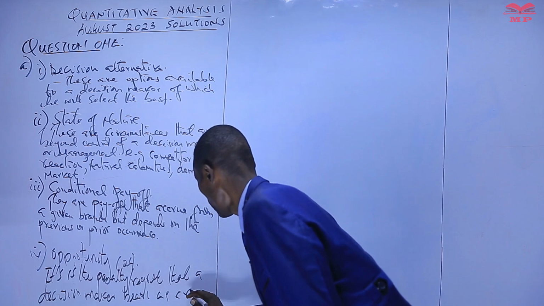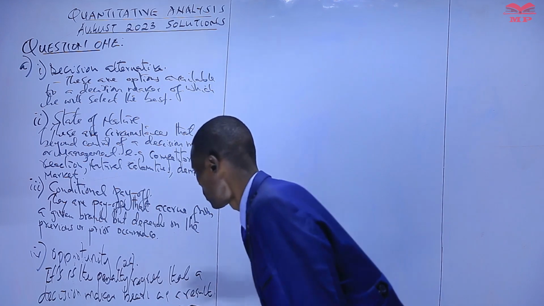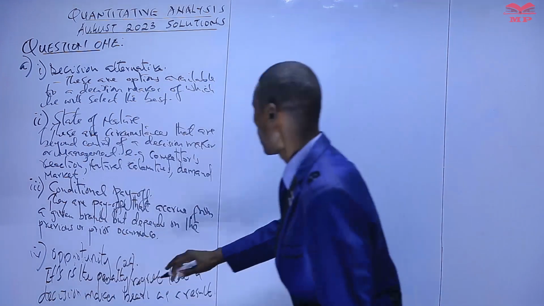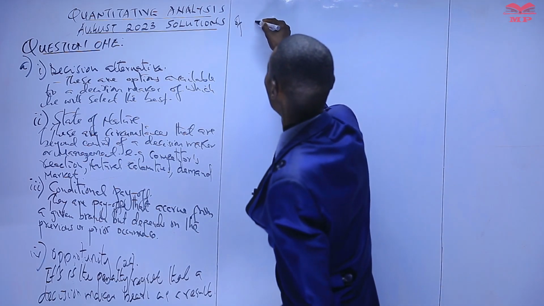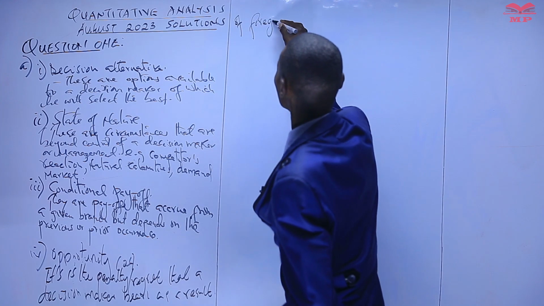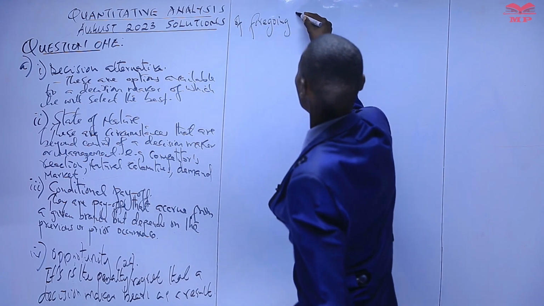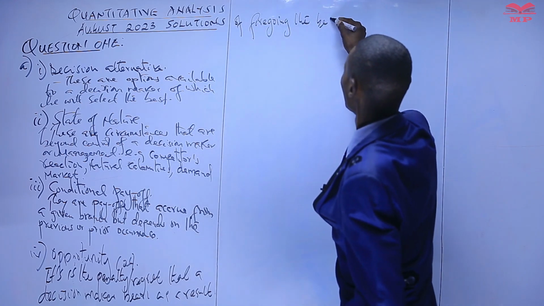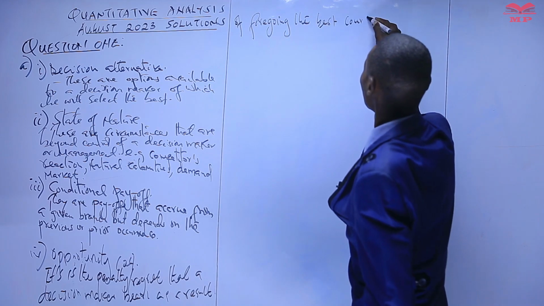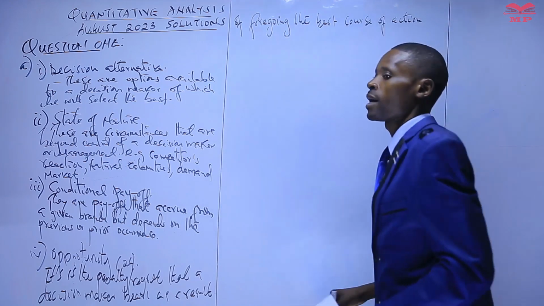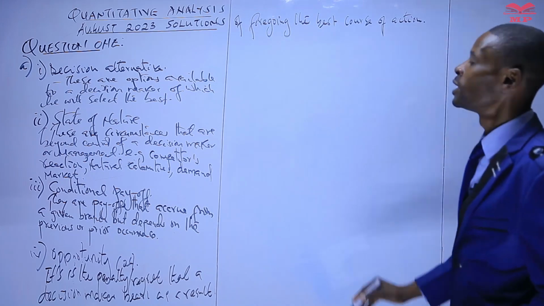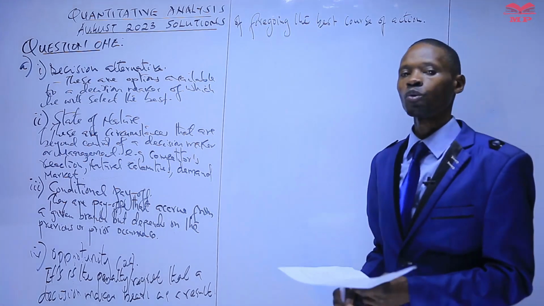as a result of foregoing the best course of action. Like that. So that is what we call the opportunity cost.